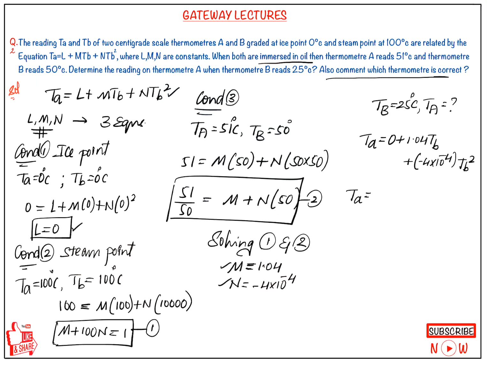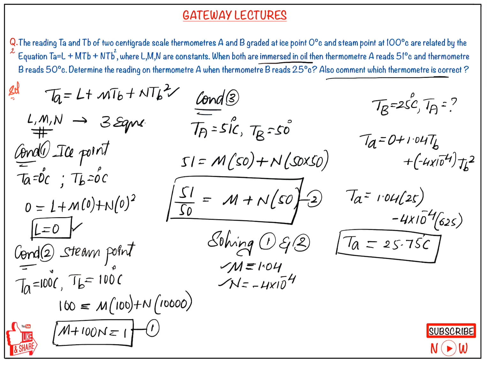TA is equal to 1.04 into 25 minus 4 into 10 power minus 4 into TB square. 25 square is 625, and from that, by solving this, we got the TA value as 25.75 degrees centigrade. This is the value of TA. Right, the actual question was finished.